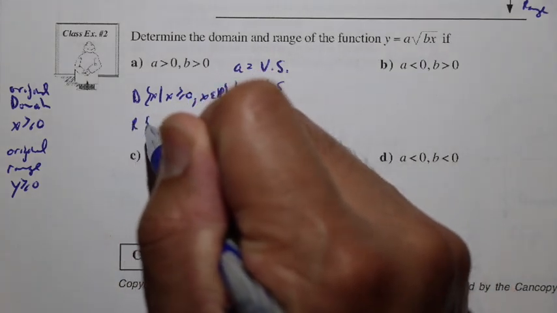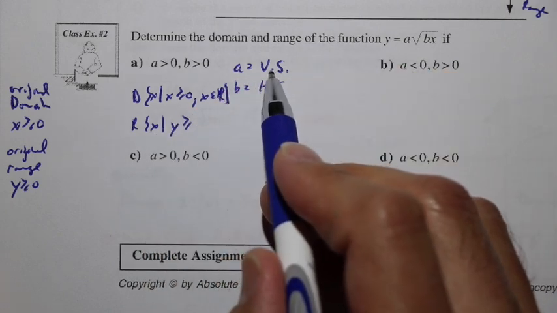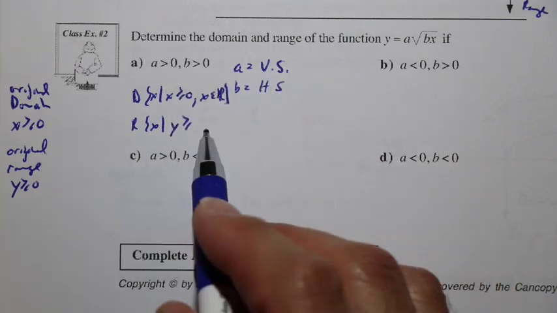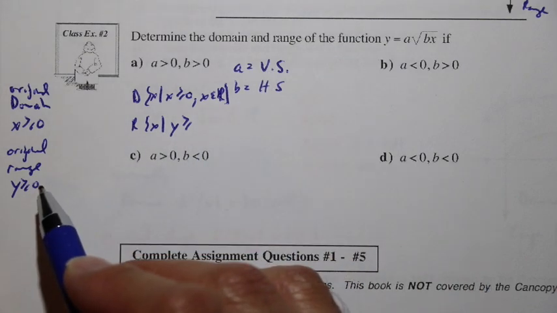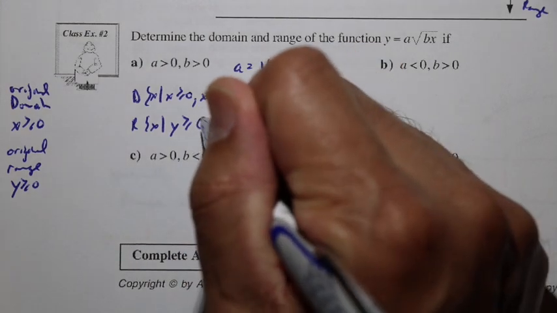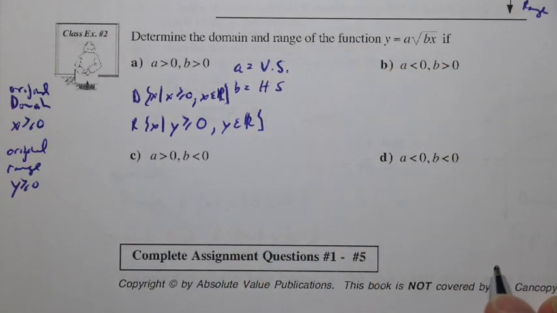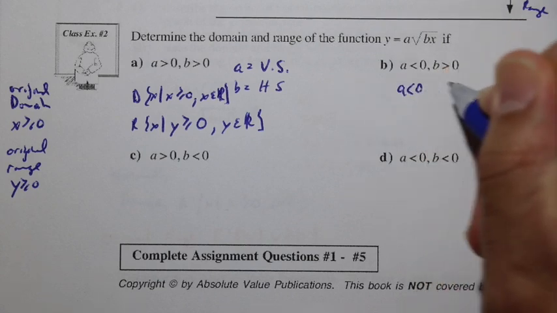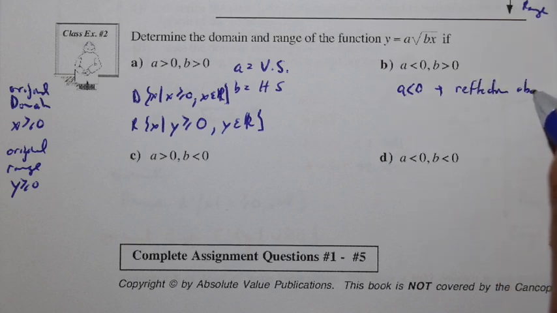What about the range? If it's a vertical stretch, and A is a positive vertical stretch, there's no reflection. That means what was positive will still stay positive. And when we talk about a vertical stretch, invariant points happen on the x-axis. So when y is equal to 0, it'll still be 0. So this stays a non-negative number. What about if A is less than 0? That suggests a reflection about the x-axis.